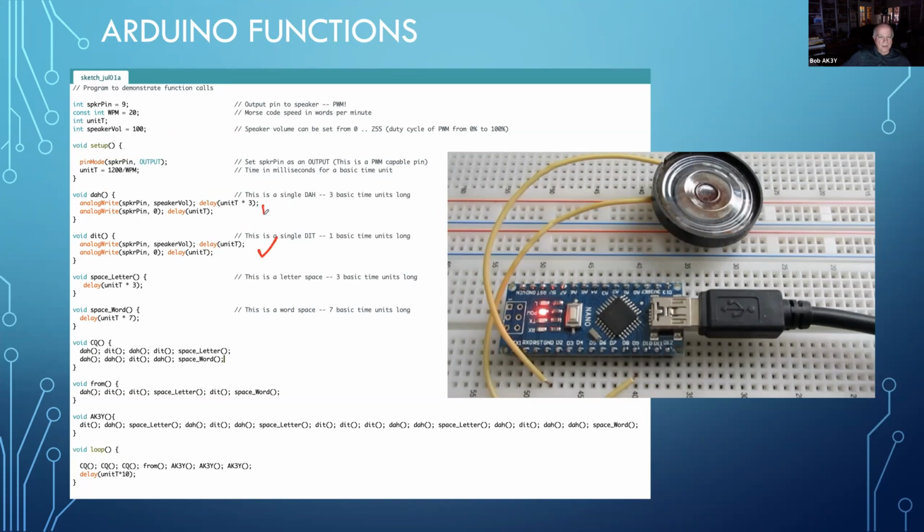So I've got a dash, I've got a DIT, and now I have a space, which is just a delay of 3 units. I'm not sending anything to the speaker. I've got a word space, which is 7 units, and I'm not sending, again, anything there.